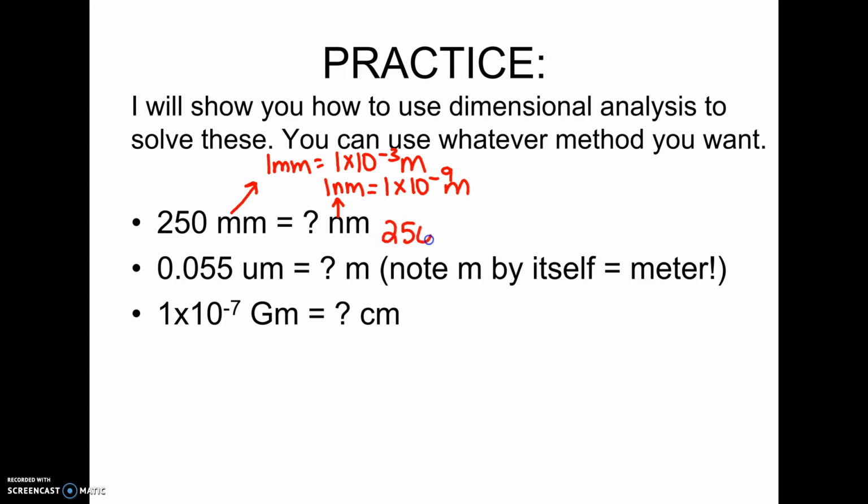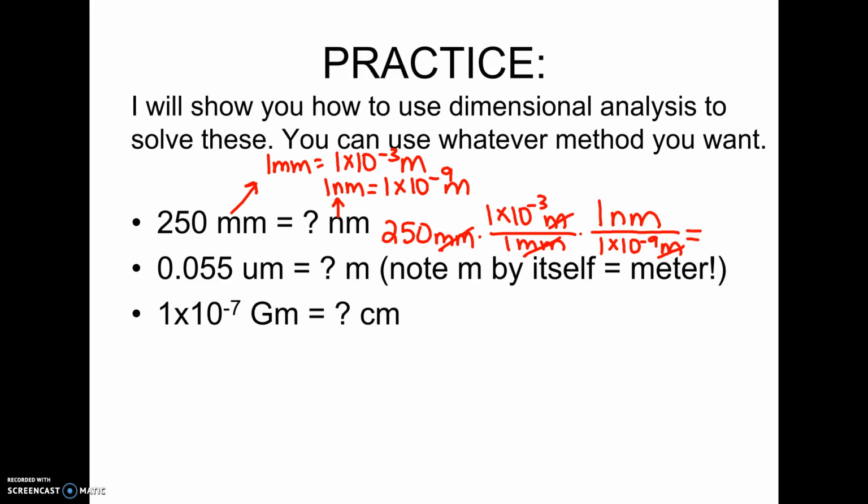Once I've got those factors, I can now set up dimensional analysis. So 250 millimeters times, I want to cancel millimeters, so 1 millimeter is 1 times 10 to the negative 3rd meters. Millimeters will cancel. And then my second conversion factor, now I need to cancel meters so I can get to nanometers. So 1 times 10 to the negative 9th meters is the same as 1 nanometer. And now meters will cancel.